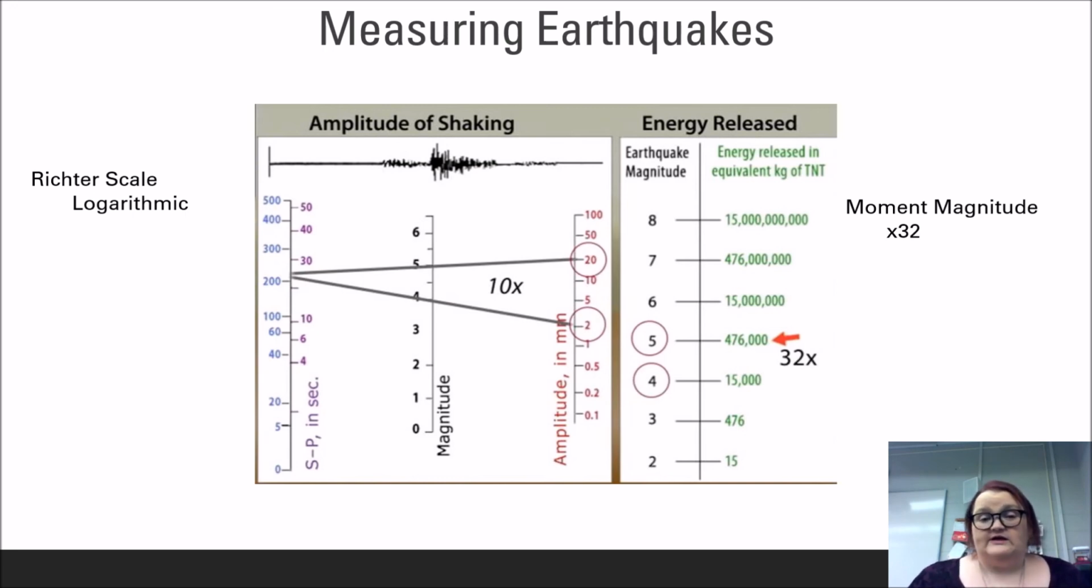The other scale is the moment magnitude scale, which measures the amount of energy released by an earthquake event. This scale is linear and is multiplied by a factor of 32, as each stage increases from one to the next. So an earthquake measuring a 5 produces 96 times more energy than a 2. Remember the differences in these scales.